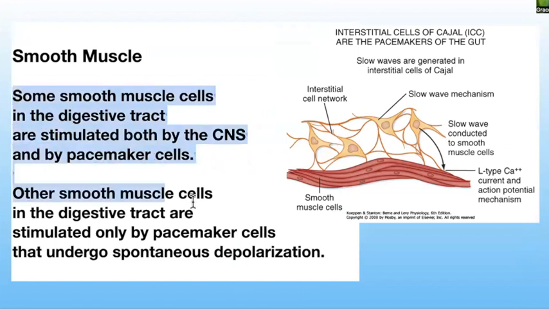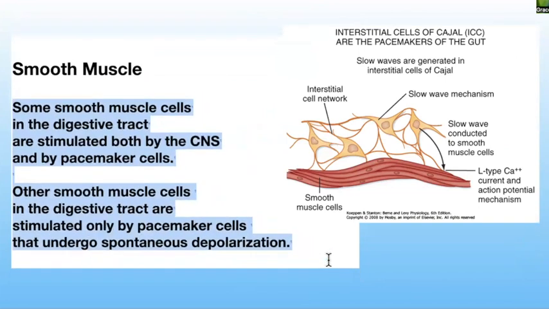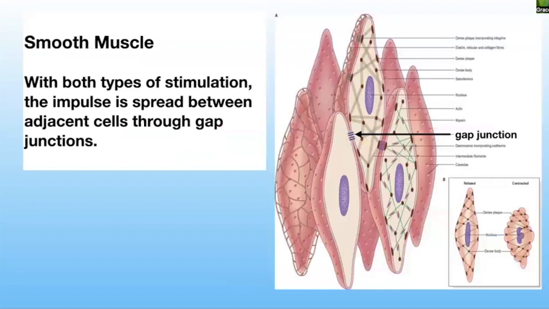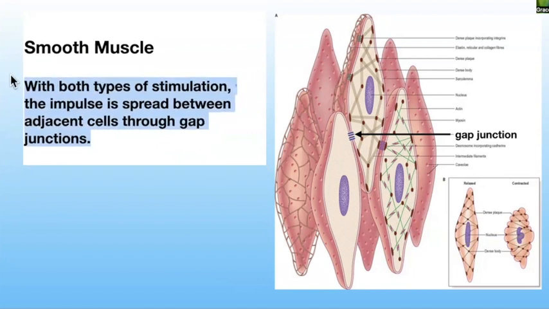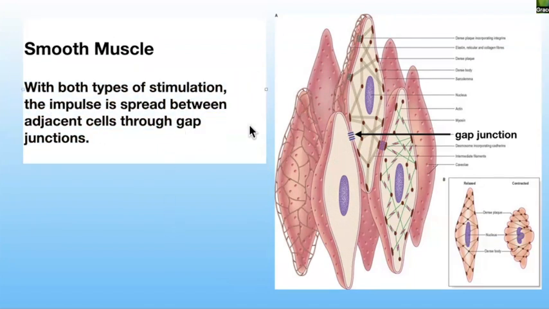Some smooth muscle cells in the digestive tract are stimulated by central nervous system innervation and also by pacemaker cells. Other smooth muscle cells in the digestive tract are stimulated only by pacemaker cells that undergo spontaneous depolarizations, just like in the heart. With both types of stimulus, the impulse is spread through adjacent cells through gap junctions. So here they are again. They were in the heart, now they're in the smooth muscle of the intestines.